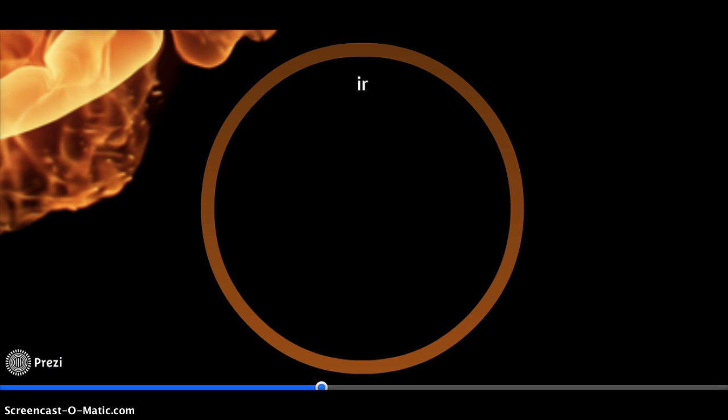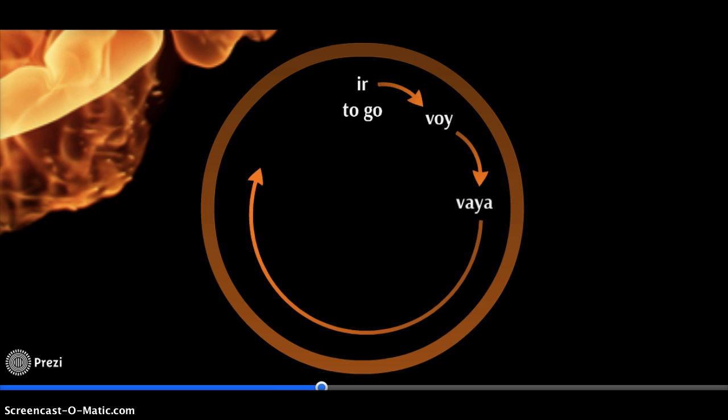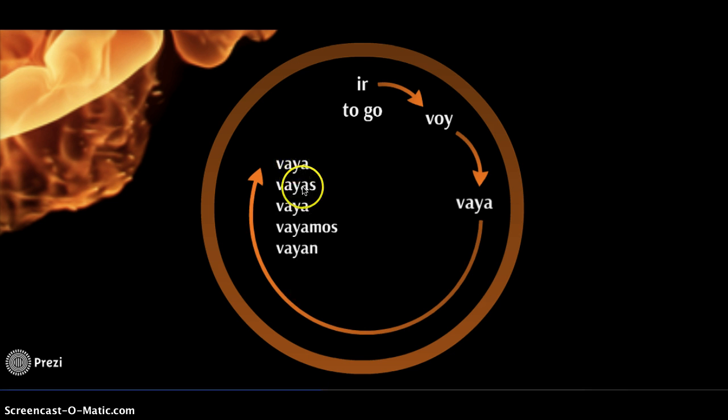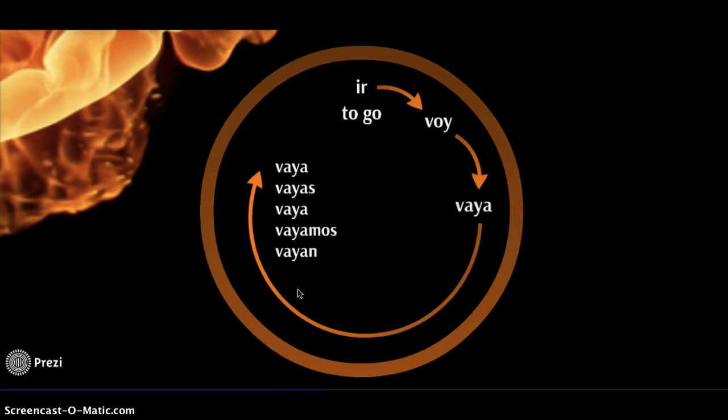Next is ir, to go. Now this one's kind of weird. How do you say I go? Voy, with a V, okay? So we keep that V, and to make the subjunctive, we turn it into vaya. So here's the rest of the forms. Que yo vaya, que tú vayas, que él vaya, que nosotros vayamos, que ellos vayan.